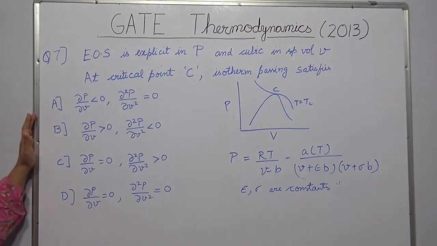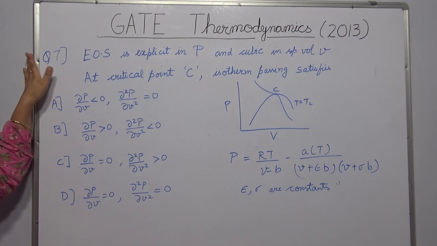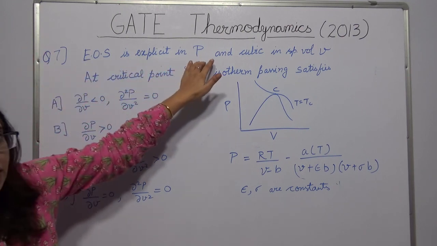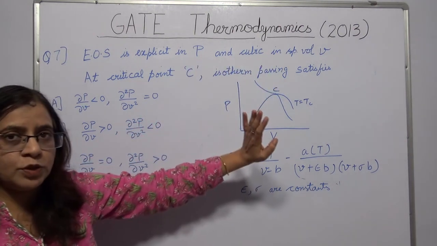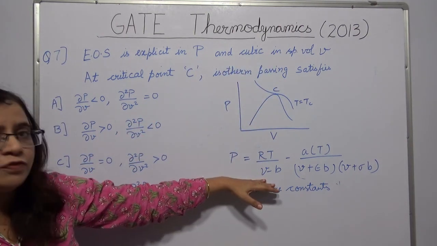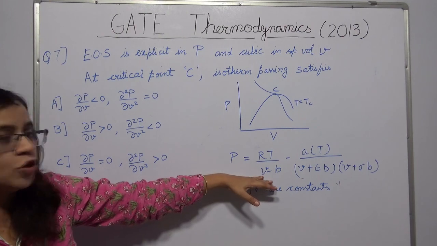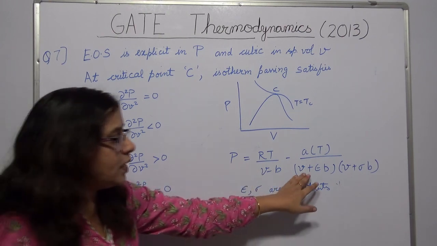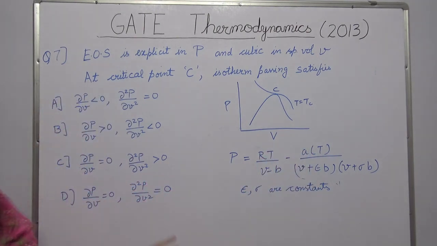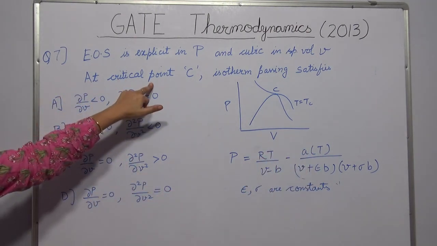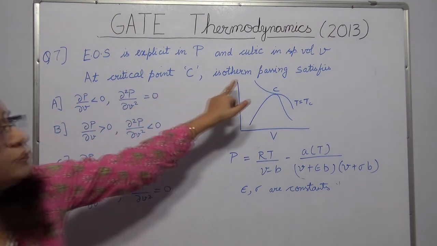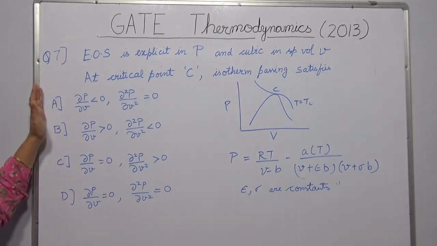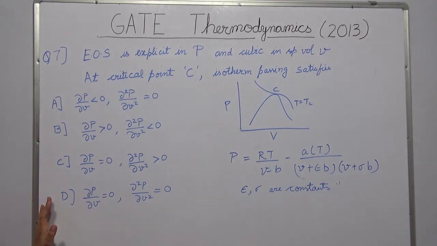So the next problem which I am taking is question number 7. It talks about the equation of state which is explicit in P and cubic in specific volume V. So I have written down the form of equation, that is the generic cubic equation of state. It is explicit in P and cubic in volume V. Okay. At critical point C, an isotherm which is passing through this critical point C, now they have asked you what does it satisfy. Okay.